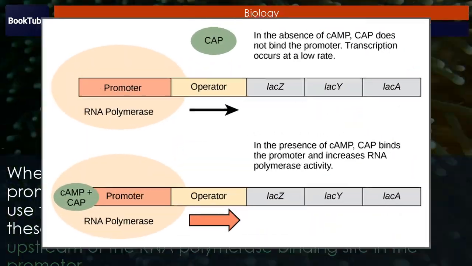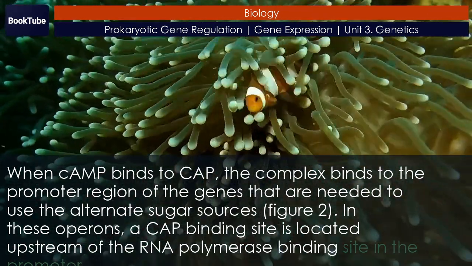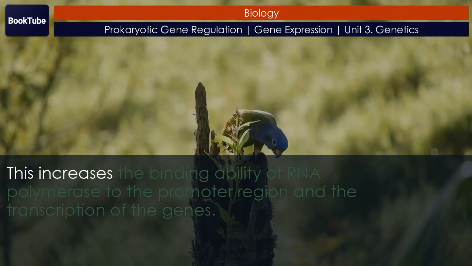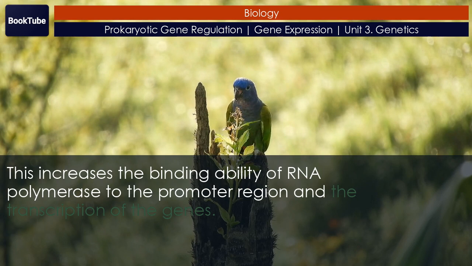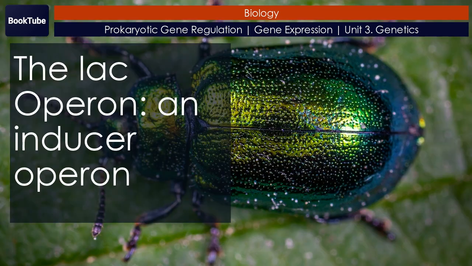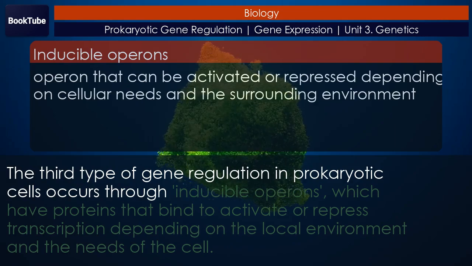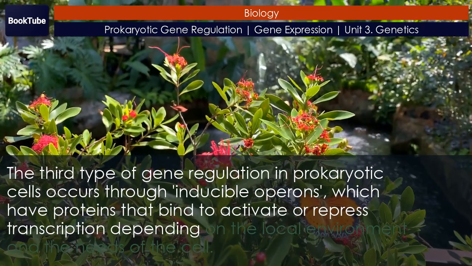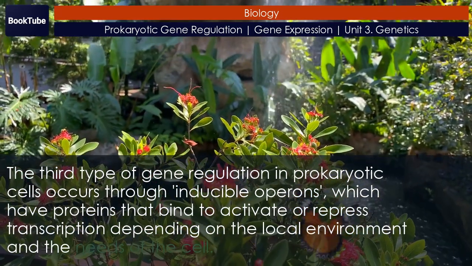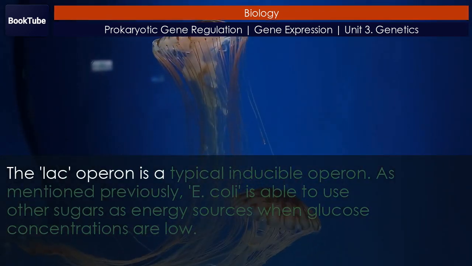In these operons, a CAP binding site is located upstream of the RNA polymerase binding site in the promoter. This increases the binding ability of RNA polymerase to the promoter region and the transcription of the genes. The LAC operon, an inducer operon. The third type of gene regulation in prokaryotic cells occurs through inducible operons, which have proteins that bind to activate or repress transcription depending on the local environment and the needs of the cell. The LAC operon is a typical inducible operon.